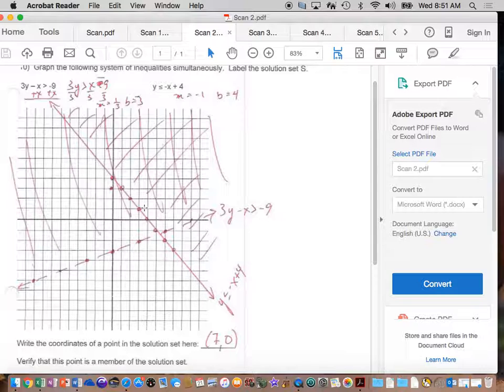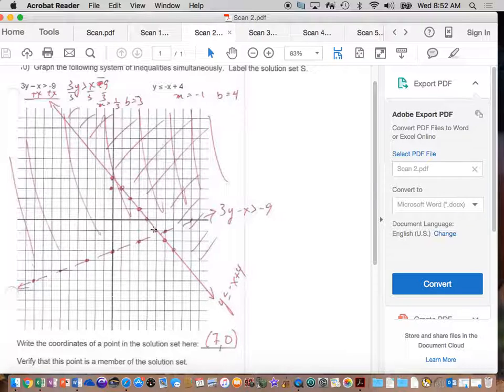Okay? And then for the other one, I needed to add x to both sides, and then I need to divide by 3. So I get a slope of 1/3 and a y-intercept of -3. So there's the -3, up 1 over 3. Listen, on a slope, we always go left to right, always. Negative goes down, positive goes up.